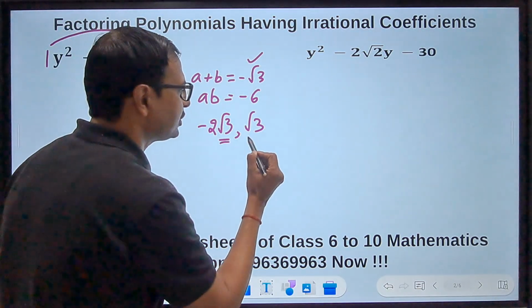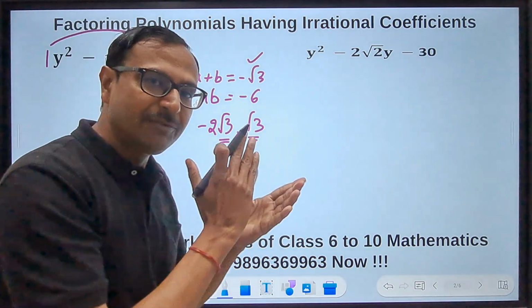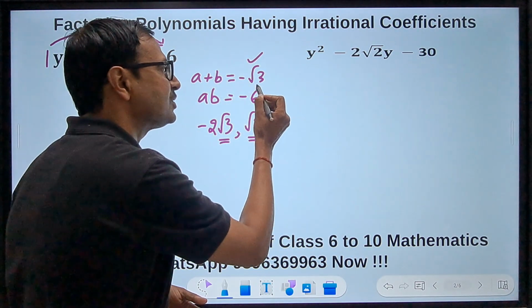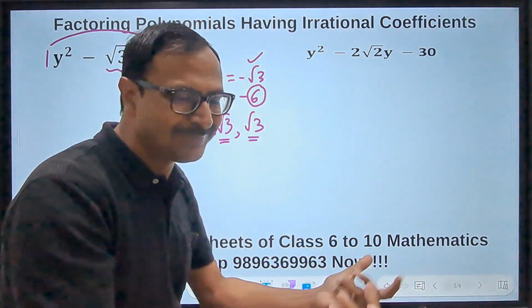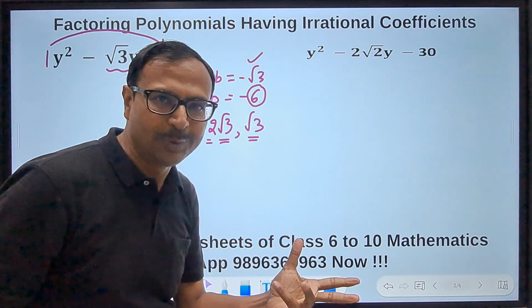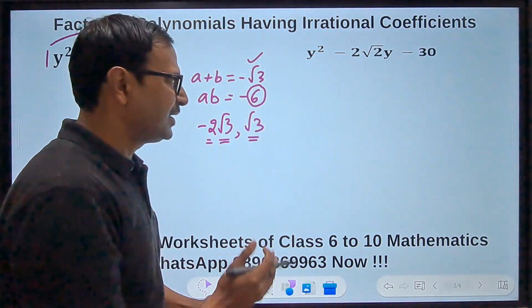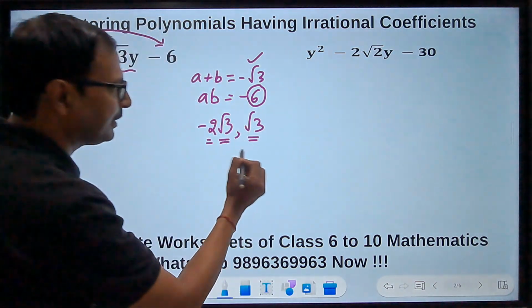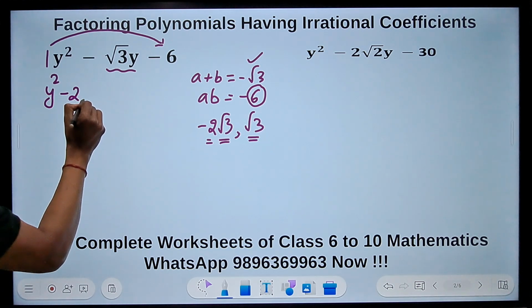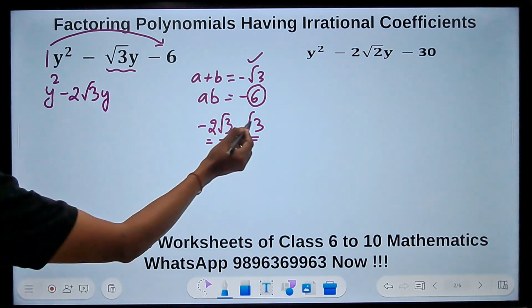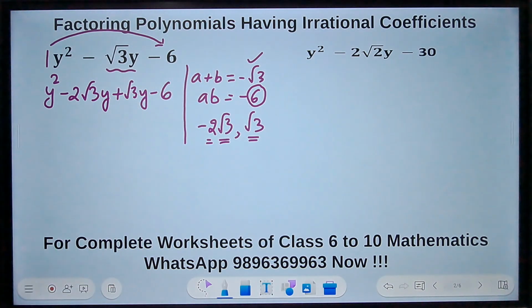See, root 3 into root 3, if you have root 3 in both the factors, then root 3 into root 3 will be 3, and the other one, so if we want to get a 6 and we already have a 3, then the other one is 2, and that is why I took 2. So 2 times root 3 times root 3 is 6. Now, if you have the middle term split factors and you put it here, y square minus 2 root 3, then y, and then plus root 3 y minus 6 becomes the first step.